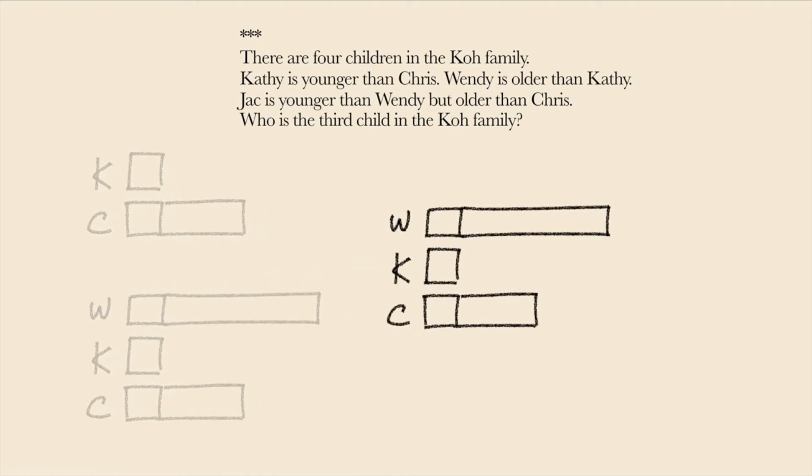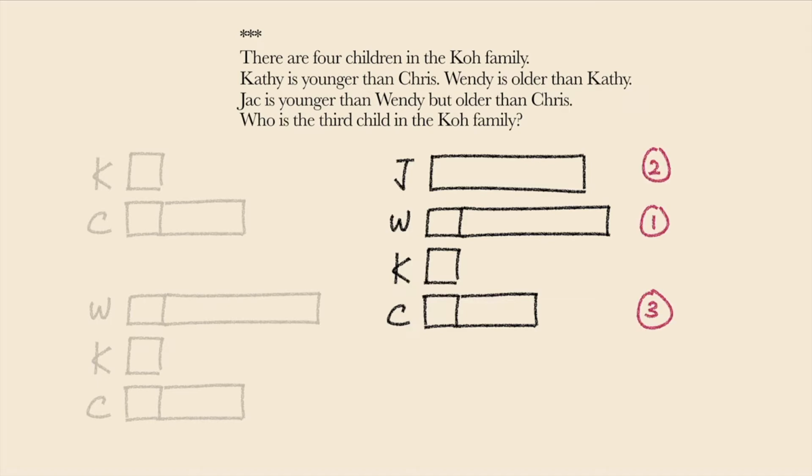Next, this is what we currently have, and now there's a new piece of information. J is younger than W, so that's shorter than W. J is shorter than W, but older than Chris. In other words, for J, the bar must be longer than C, but shorter than W. Because we have drawn the bars like so, we can actually rank them. The first child will be the oldest one, that's W, the longest bar. The second longest bar would be J, second child. The third child would be the third longest, which would in this case be Chris.